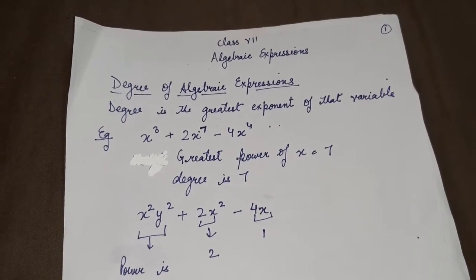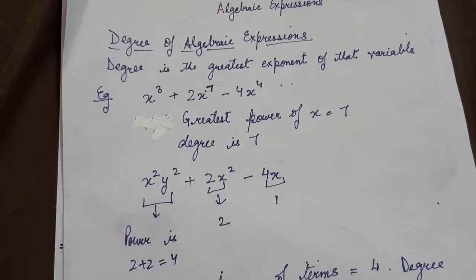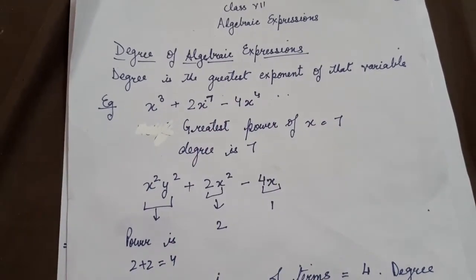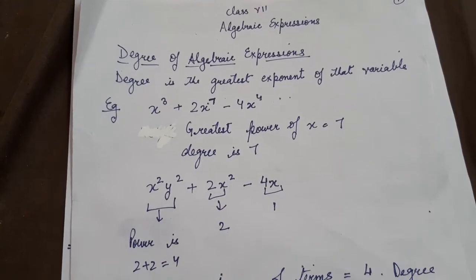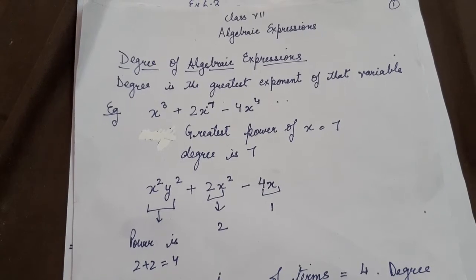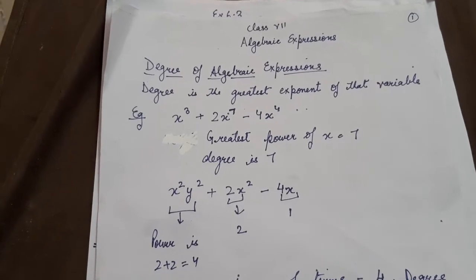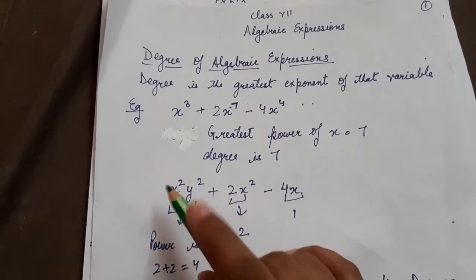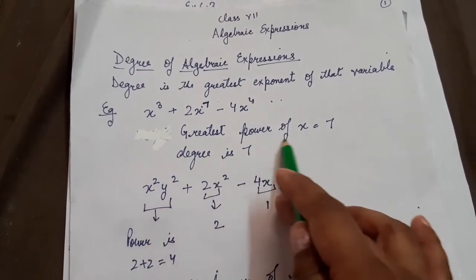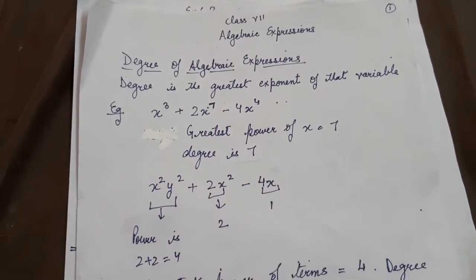We first discuss the degree of an algebraic expression. Let us first discuss the degree of an algebraic expression. Degree is the greatest exponent of that variable. जब एक algebraic expression given होगा उसके अंदर जो भी variable का सबसे बड़ी exponential form होगी, सबसे बड़ी power होगी, that will be the degree. For example, I've taken an example here, x cube plus 2x^7 minus 4x^4. So the greatest power of x is 7. So the degree of this algebraic expression is 7.